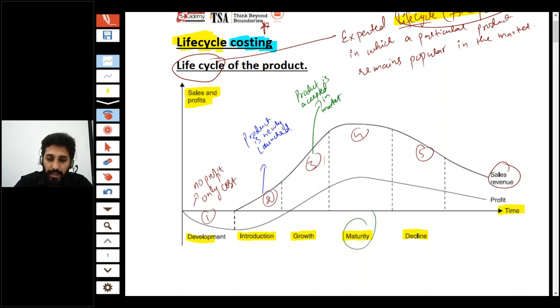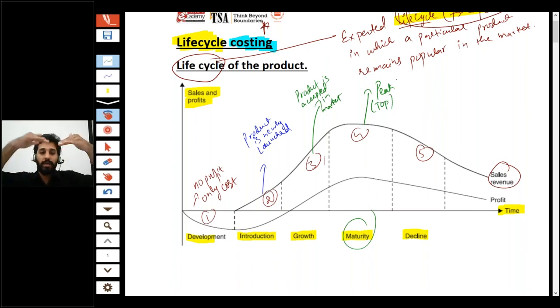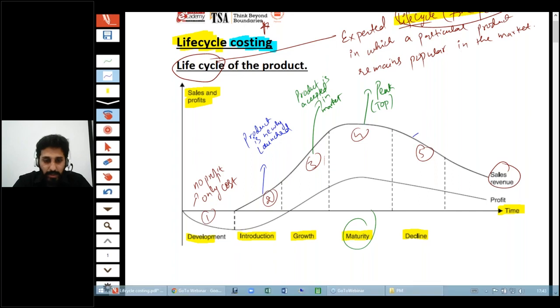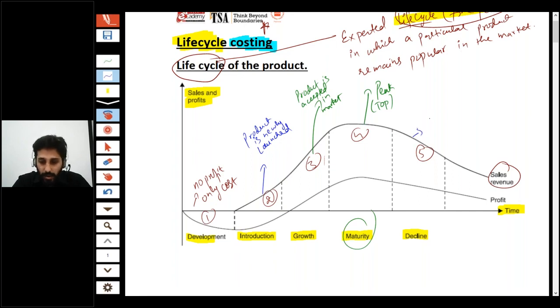Then there is the maturity, and that's known as the peak stage. That you are at the top level, the market leader kind of thing. If I can give you an example from social media, Google, Facebook, and all these famous social media are at the maturity phase because they are market leaders. And now the point comes when the demand is getting reduced, right?